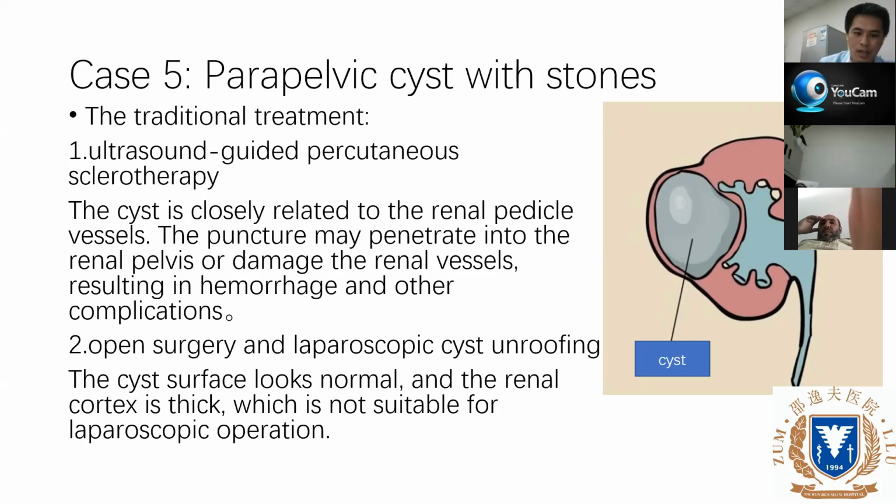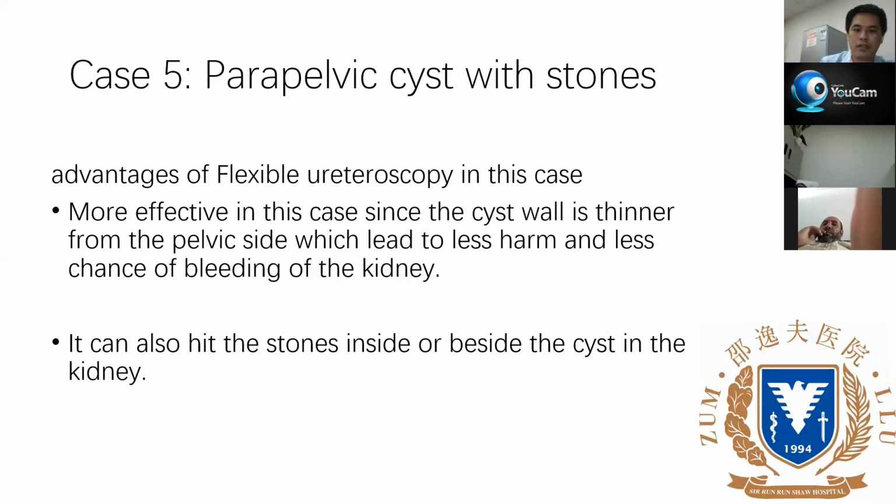And open or laparoscopic surgery might be difficult because the cyst surface looks normal from the outside, and the renal cortex is thick, which is not suitable for the operation. The advantage of the flexible ureteroscope in this case is that it's more effective because the cyst wall is thinner from the pelvic side, which leads to less harm and less chance of bleeding in the kidney. It can also treat the stones inside or beside the cyst.